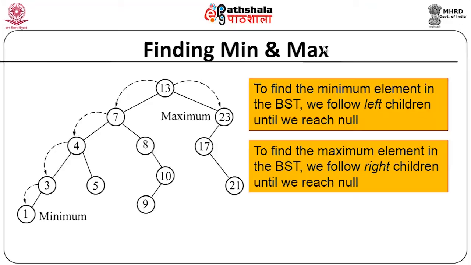You start again with the root, and you keep on traversing till there are no right subtrees. So, 13 has a right subtree, so you go to the right, you have 23. 23 does not have a right subtree, so 23 is the maximum element. So, this is the way of finding the minimum and maximum element.